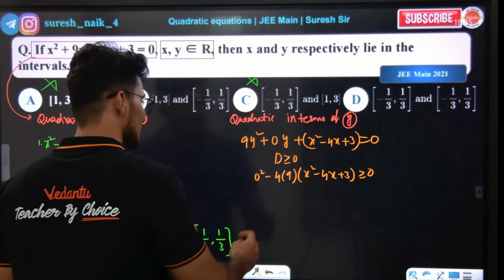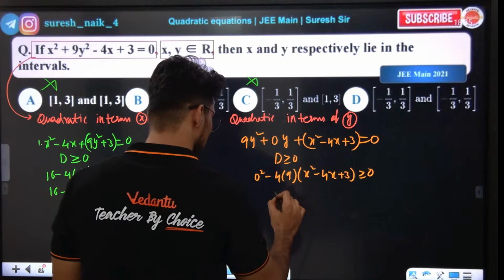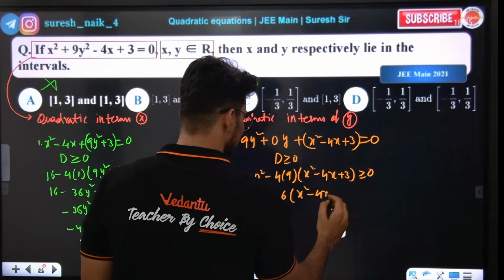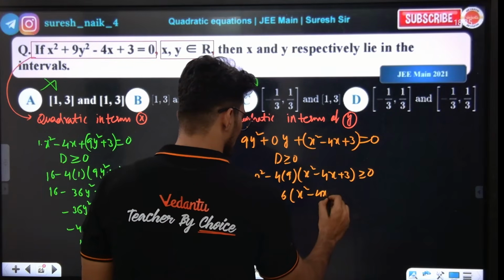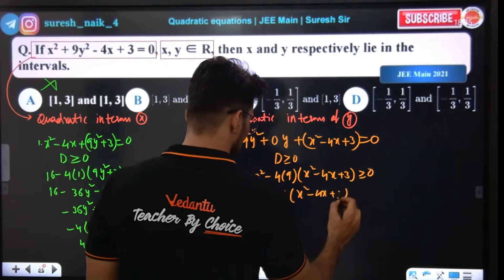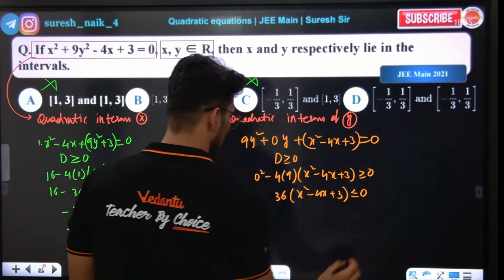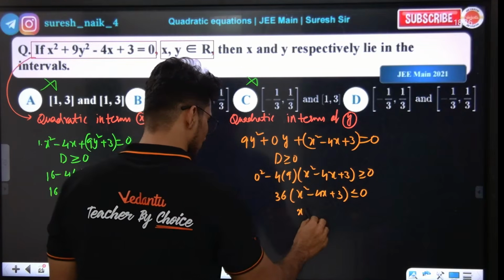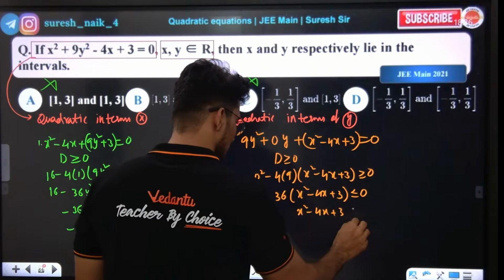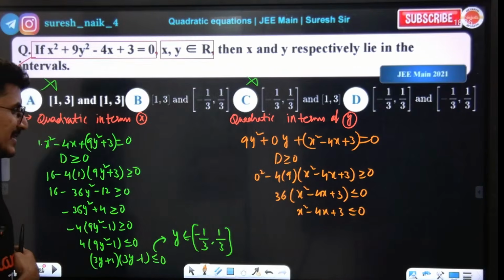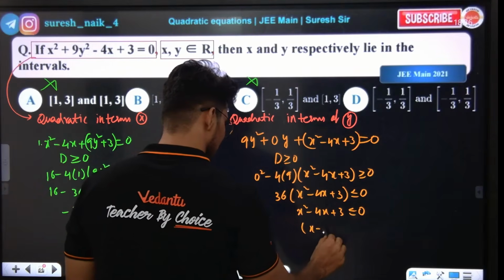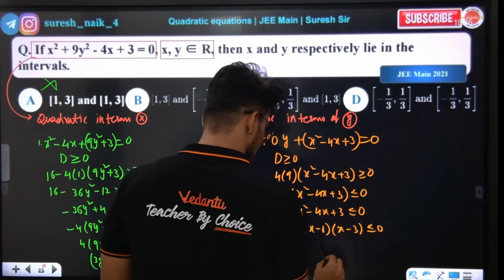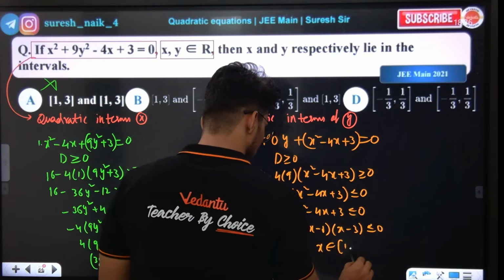Sorry. Okay sir, what is this? Now multiply the minus on both sides. So lesser than or equal to 0. Okay. So shifting 36 to that side, what is this? x square minus 4x plus 3 lesser than or equal to 0. Tell me, 1 and 3 will satisfy. So x minus 1, x minus 3 lesser than or equal to 0. Correct? So x belongs to 1 to 3 by using the VB method.